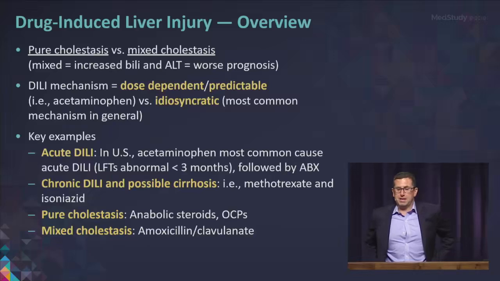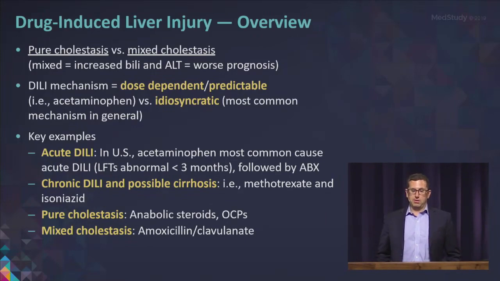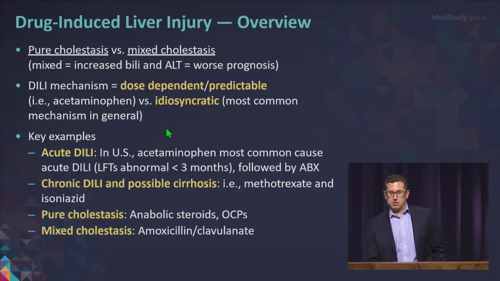There are really two main mechanisms. There's dose-dependent, and then there's idiosyncratic. Idiosyncratic is the most common. A good example of dose-dependent would be acetaminophen. So for acute drug-induced liver injury, acetaminophen is the most common cause, followed by antibiotics.